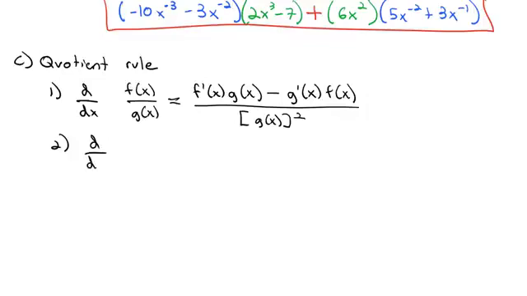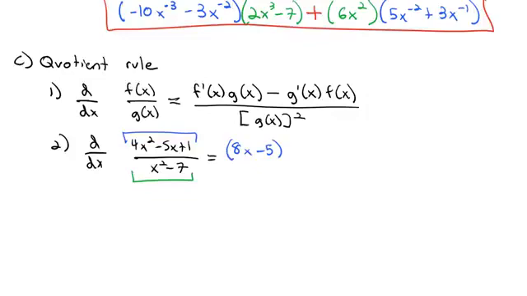So for example, if I'm being asked to find the derivative of 4x squared minus 5x plus 1 over x squared minus 7, we've got a top piece, and we've got a bottom piece. Keeping track of that, then, we take the derivative of the first piece. 4 times 2 is 8x minus 5 times the denominator, just like it is, x squared minus 7.